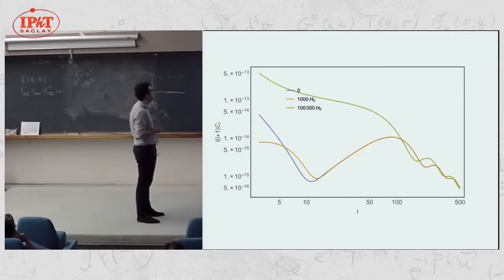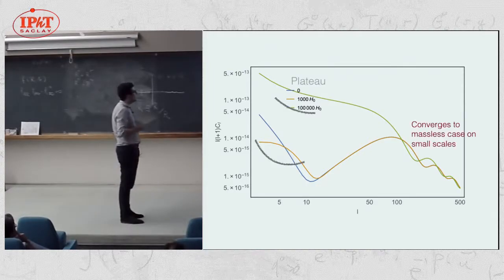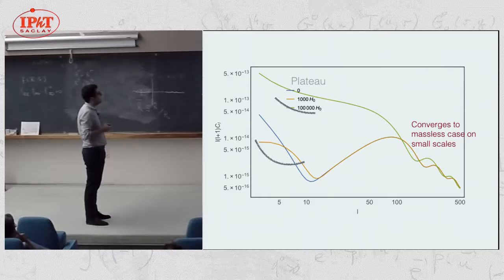If we simulate what will happen, we find that, okay, this is the solution for a massless graviton, and this is the solution for a massive graviton. Because of this different source term at matter domination, we have a kind of plateau, and this is a very distinctive signal of this. So we increase the mass, and we find this.